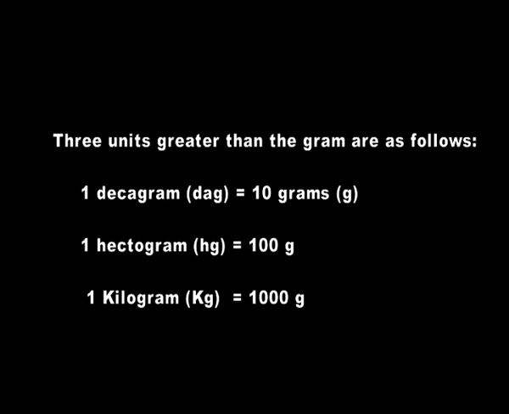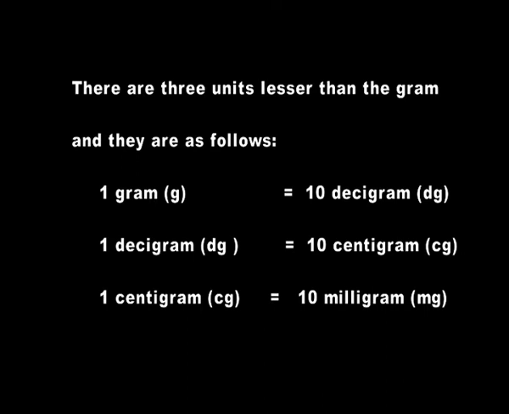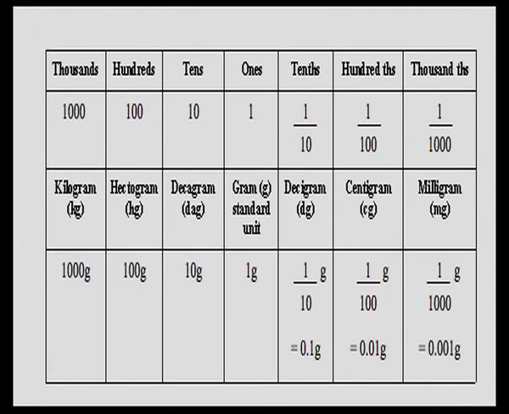There are 3 units greater than gram as follows. 1 decagram is equal to 10 gram, 1 hectogram is equal to 100 gram, 1 kilogram is equal to 1000 gram. There are 3 units lesser than the gram and they are as follows. 1 gram is equal to 10 decigram, 1 decigram is equal to 10 centigram, 1 centigram is equal to 10 milligram. Let us observe the 7 units of mass in a decimal place value chart as given below.